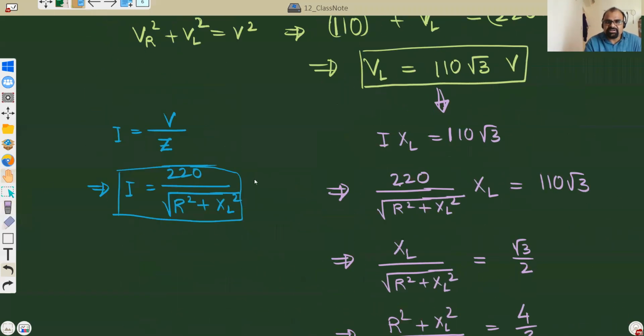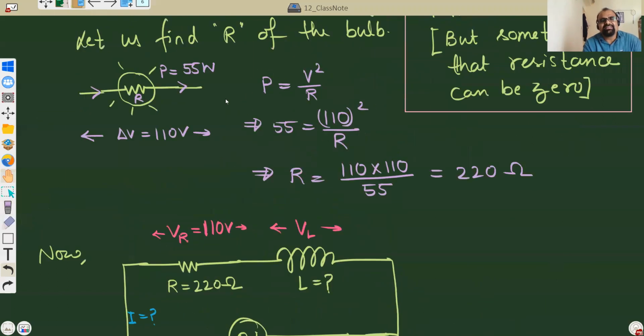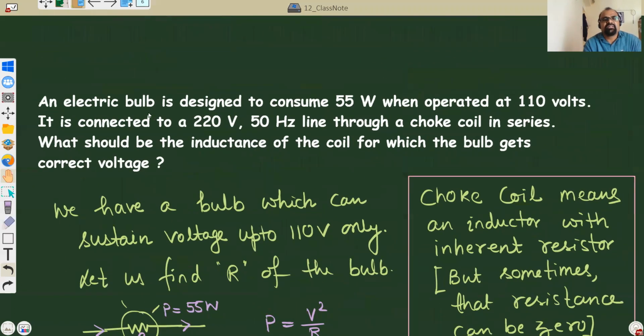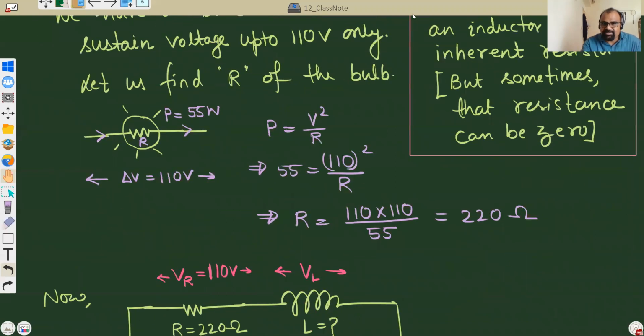If you put this much inductance in this circuit, then the voltage across the resistor will remain 110 volts, and this resistor is designed to operate at 110 volts only. This resistor is just another name for the bulb. Bulb is nothing but resistance only. Okay. So that was the solution of this question.